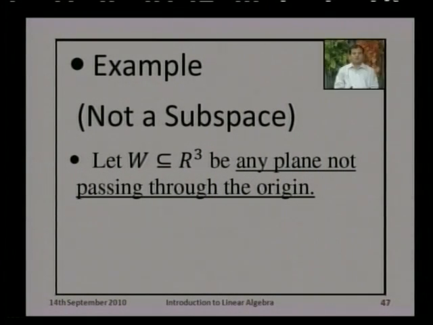Let us see what is not a subspace. Now consider R3, which is a vector space, and take any plane which is not passing through the origin. Then you can very easily check that this is not a subspace. Why? Because the origin, the 0 element, is not in this set, therefore it cannot be a subspace. In fact, if it violates any condition, then it cannot be a subspace.